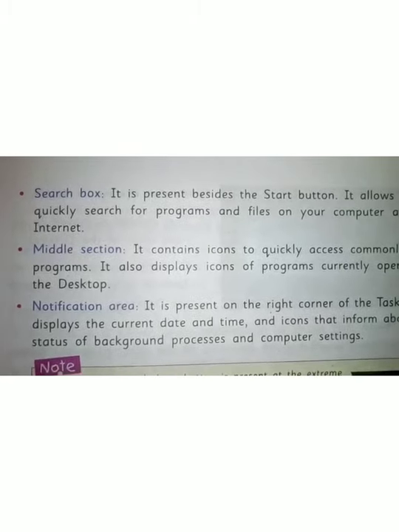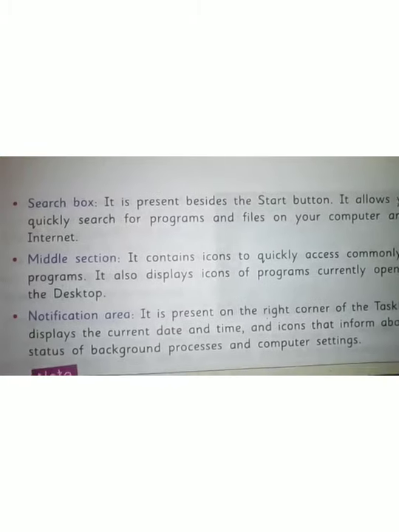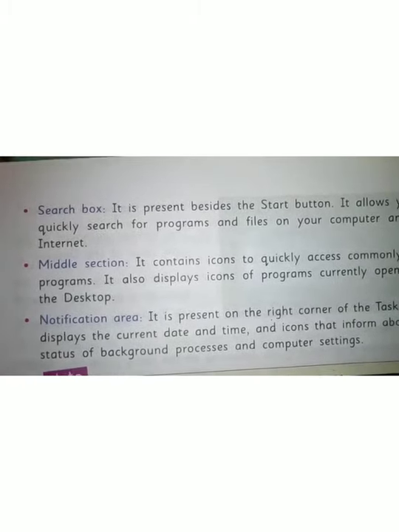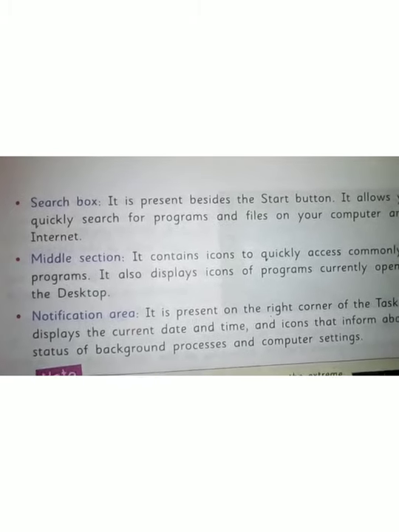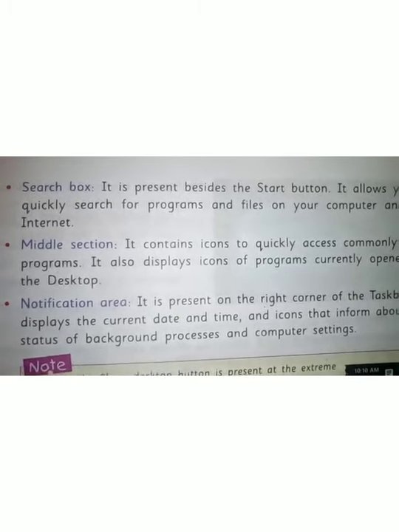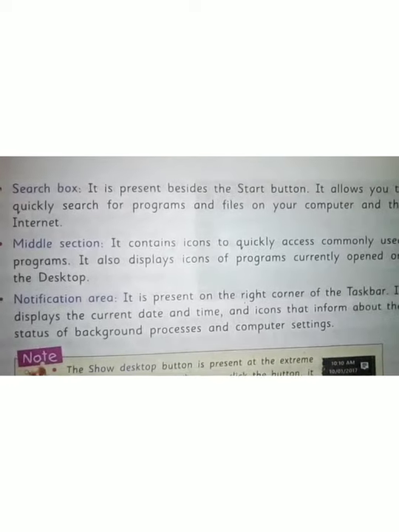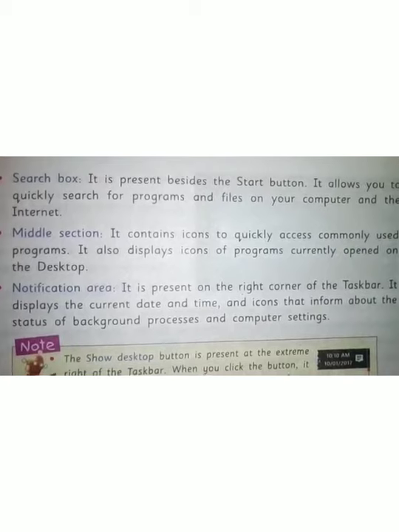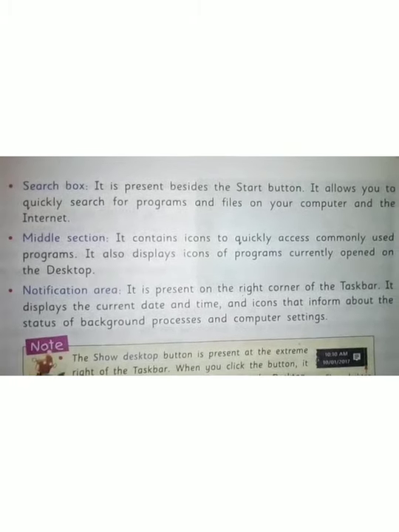In our last class, we were learning about the taskbar. The taskbar is a horizontal bar located at the bottom of the desktop. It has four main sections. We have already studied the start button. Now we will continue with the search box. It is present beside the start button. It allows you to quickly search for programs and files on your computer and the internet.